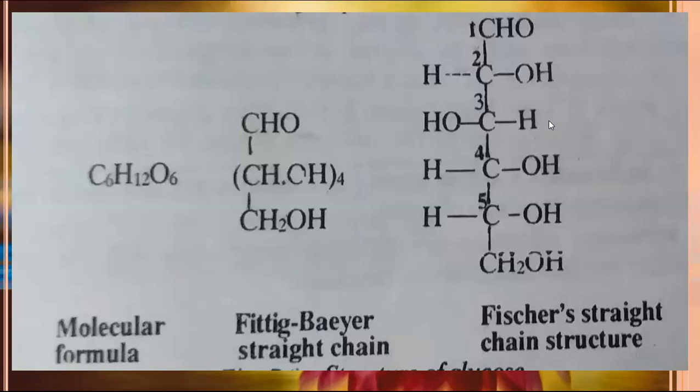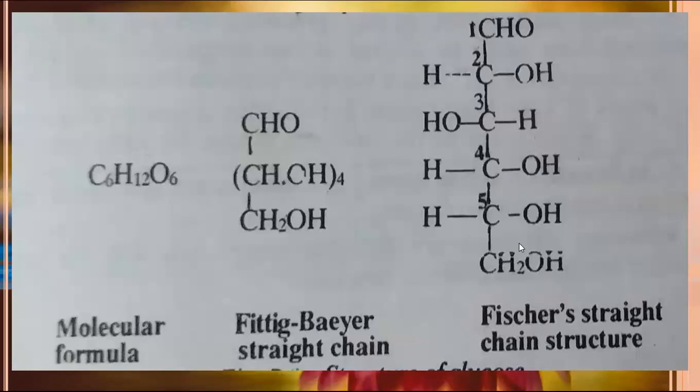The next one is the Fisher straight chain structure. Fisher proposed another straight chain structure. It gives more detail than that proposed by Fittig and Baeyer. Baeyer's explanation is already completed; from this explanation, more information is given by the Fisher straight chain structure. The straight chain structure is also called the Fisher projection formula.